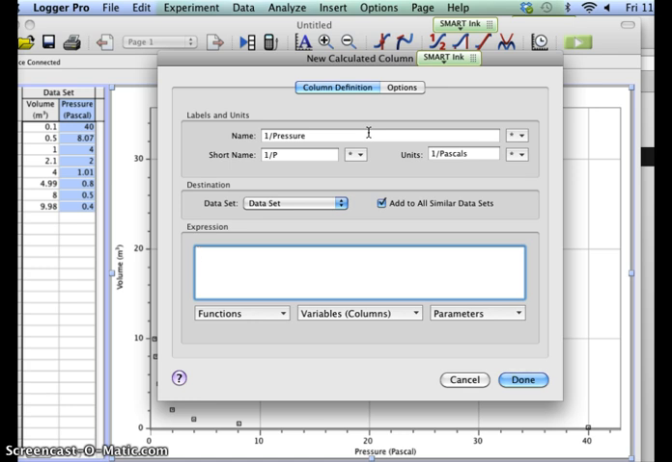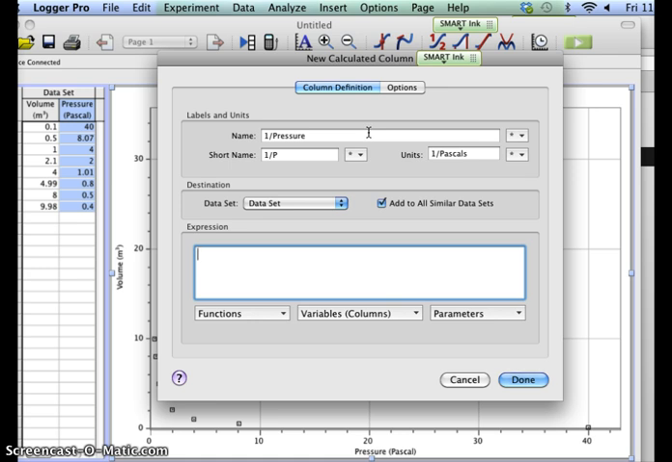Now this window where it says expression is where we tell the computer how to calculate our new column. What are we going to tell it to do? What are we going to tell it to calculate? I can almost hear you guys. It needs to be a lot louder. The computer can't hear you.